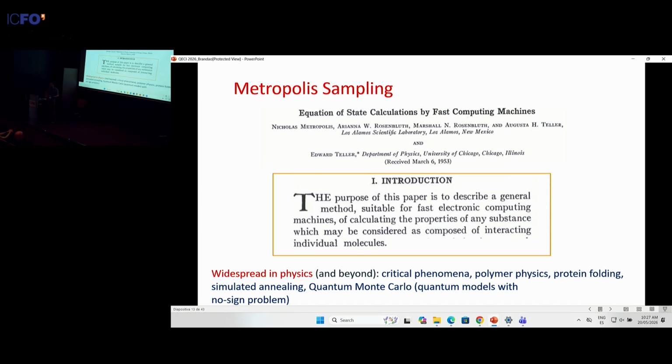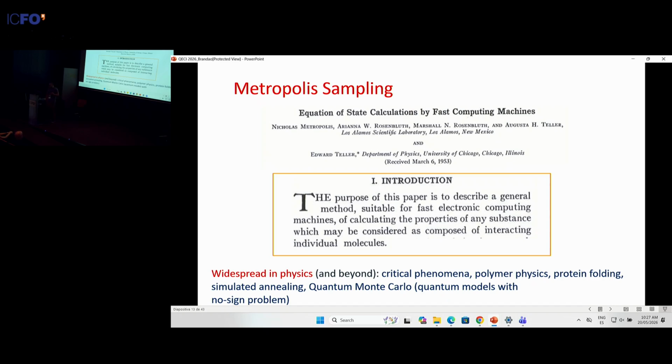And I think the authors knew that they had something important when they wrote this paper, because they write this great introduction. It says, okay, the purpose of this paper is to describe a general method, suitable for fast electronic computing machines, of calculating the properties of any substance which may be considered as composed of interacting individual molecules. So it's a very bold claim: we show you how we can simulate any molecule or any substance. Probably they're exaggerating a little bit, but that's fine.